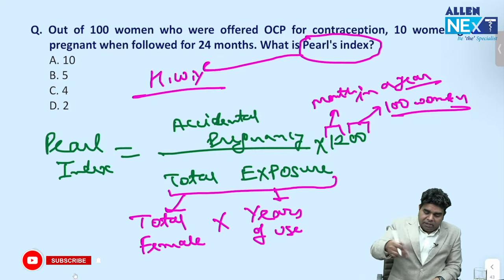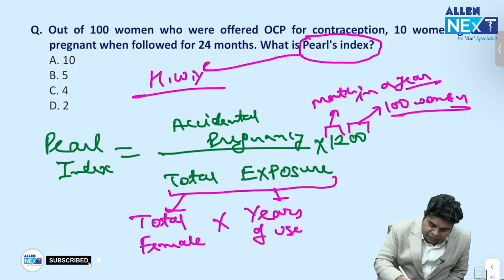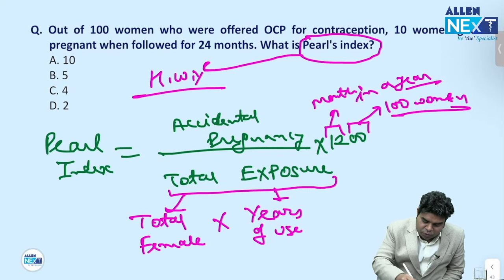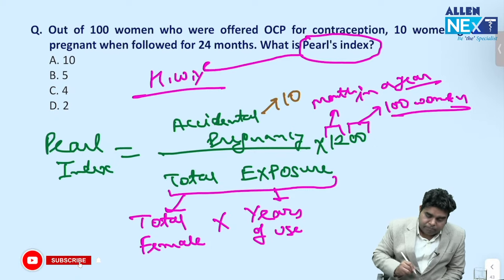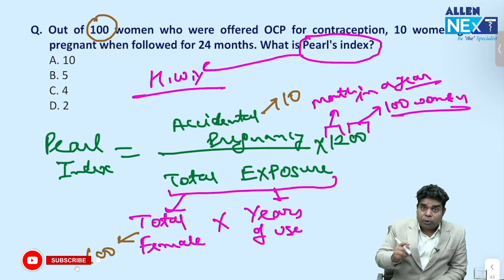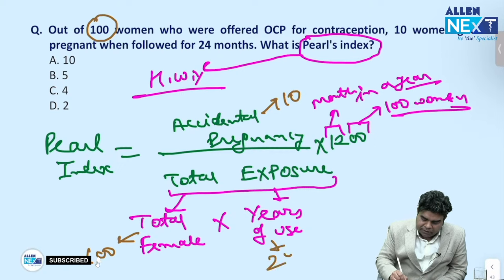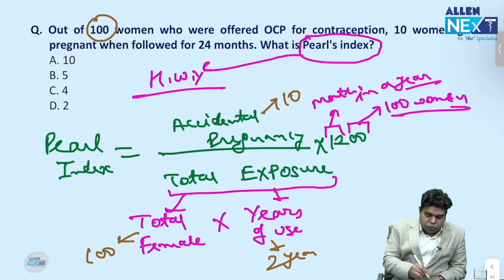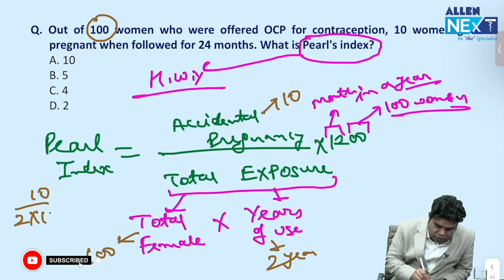So, let's put the data here. 10 women got pregnant, including me. So, numerator will be 10. Total females were 100 who were taking it, remember? And they took it for 24 months. That means 2 years. So if you solve it, 10 by 2 into 100, multiply by 1200.